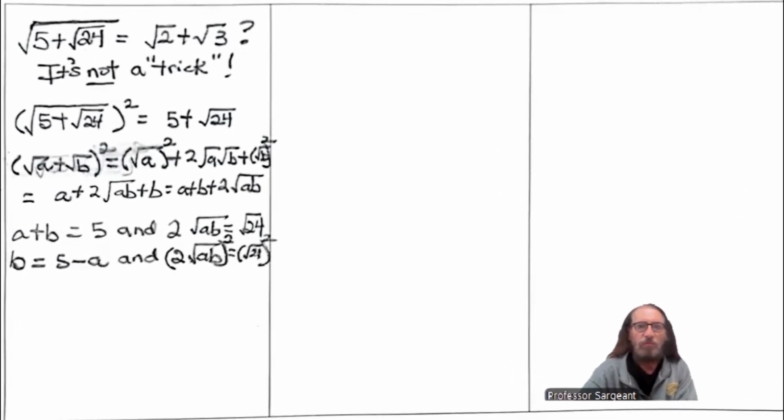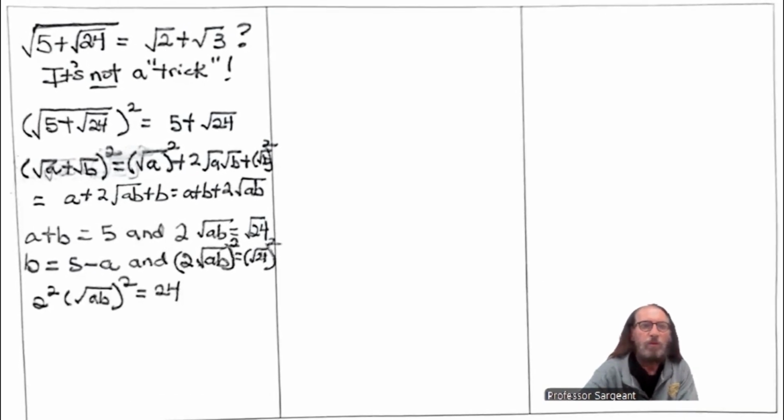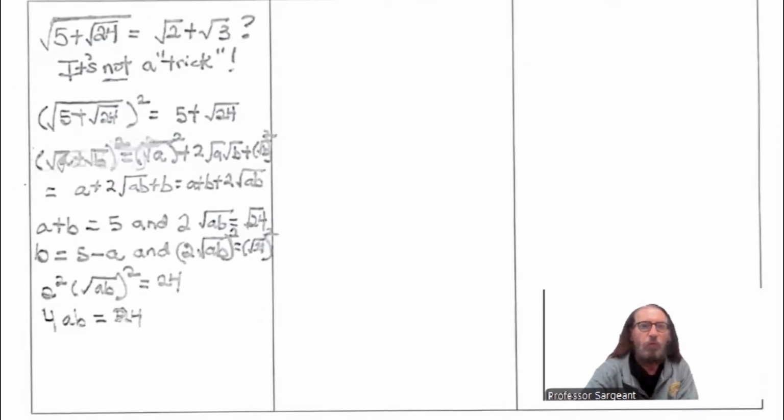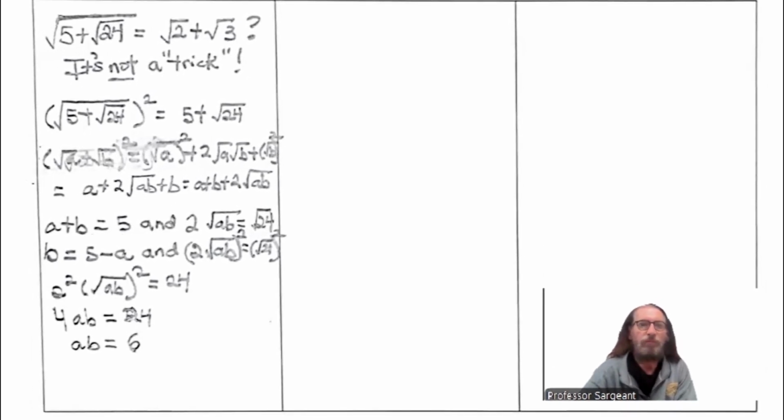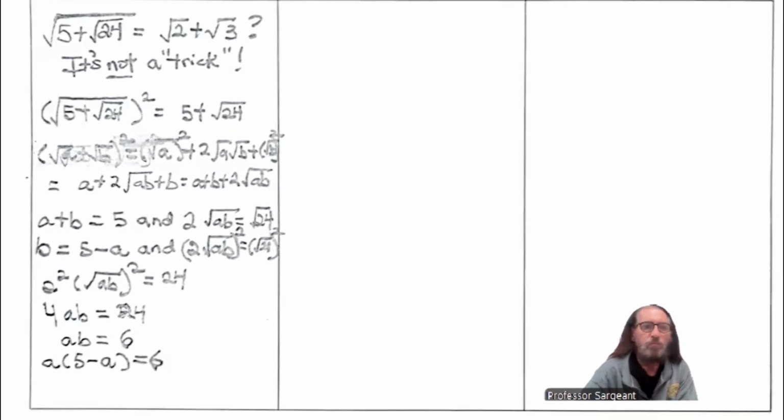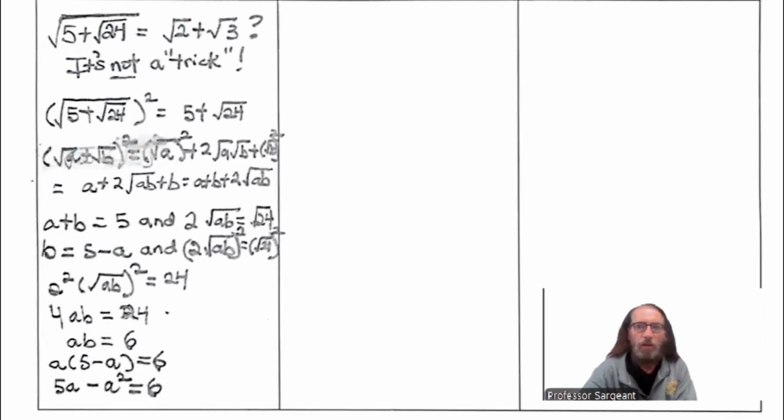And at the same time, let's square both sides of the second equation so that we get that 4ab is equal to 24. In other words, ab is equal to 6. Substitute in that b is equal to 5 minus a. Distribute the a, and we come up with a quadratic equation in terms of a.